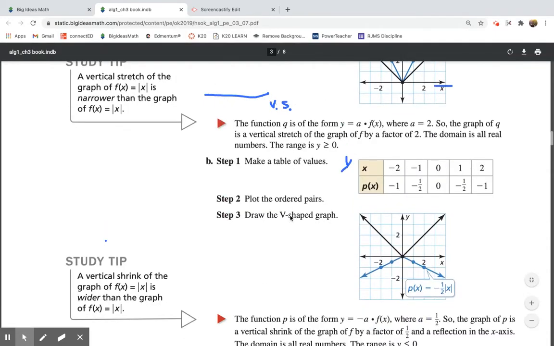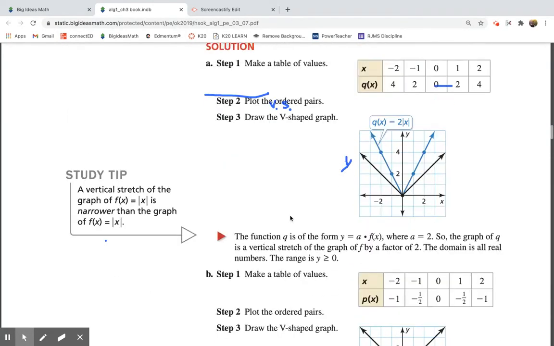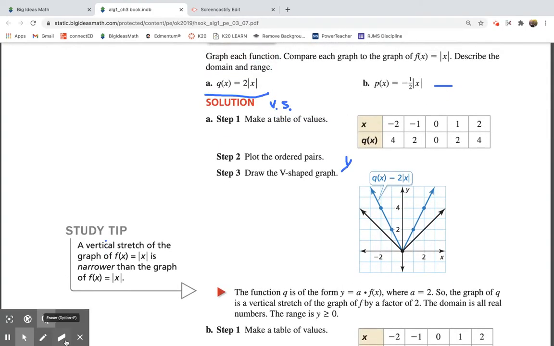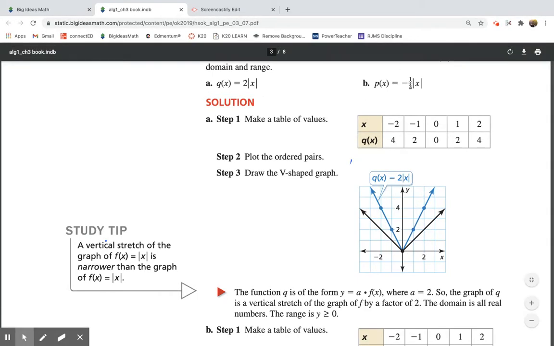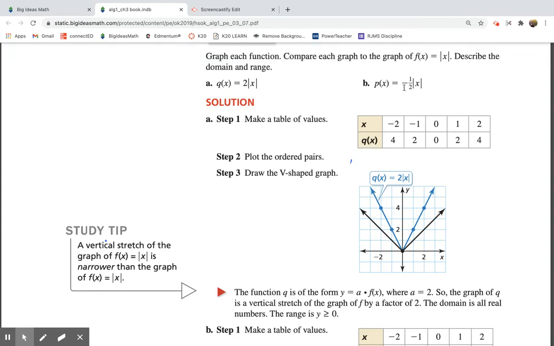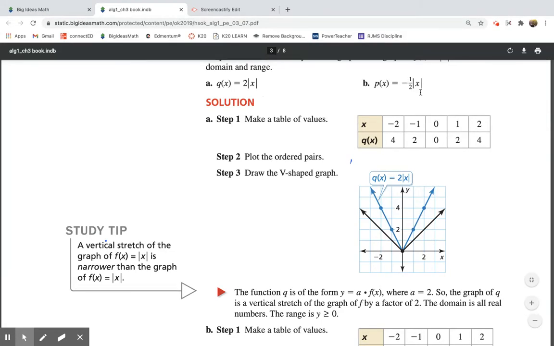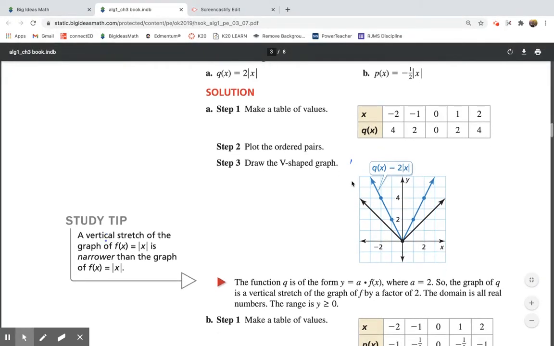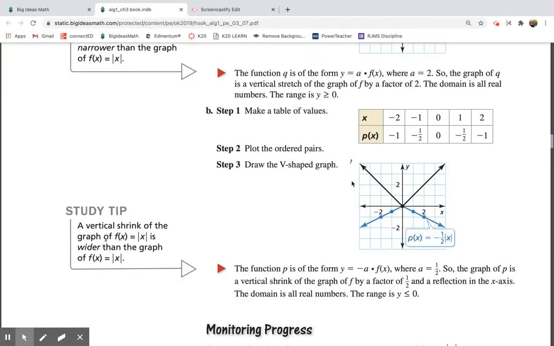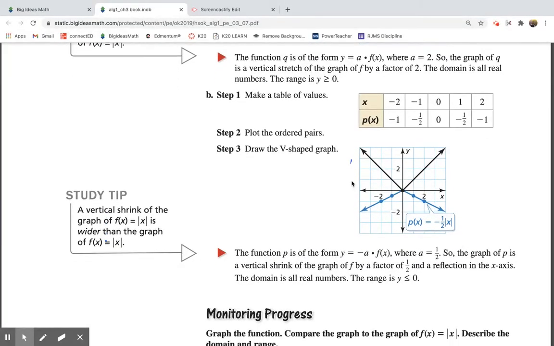Okay, now on to B, and this one's a little frustrating because you can't see the problem. So we are looking up here at B now. So we have times negative half. It's being multiplied, so we know it is a stretch or a shrink. It's outside the function, so we know it's vertical. And it's a fraction, so we know it's a vertical shrink. Also, we have a negative outside the function, so that tells us it's going to reflect, okay, excuse me, across the x-axis.